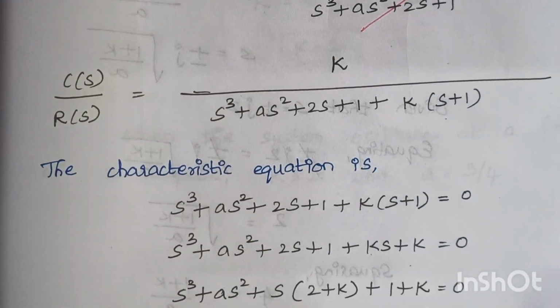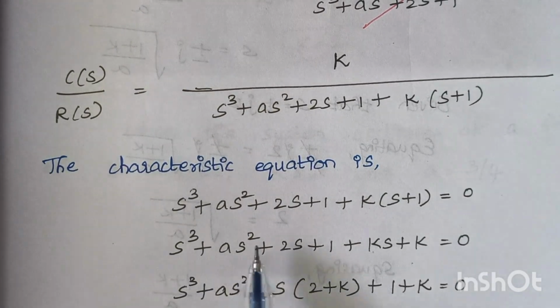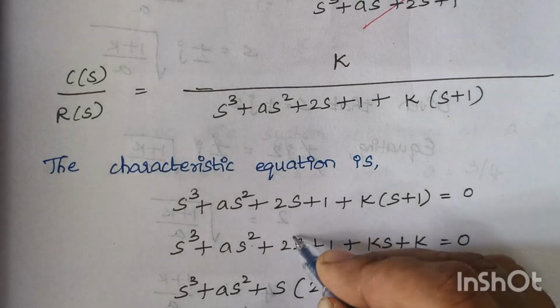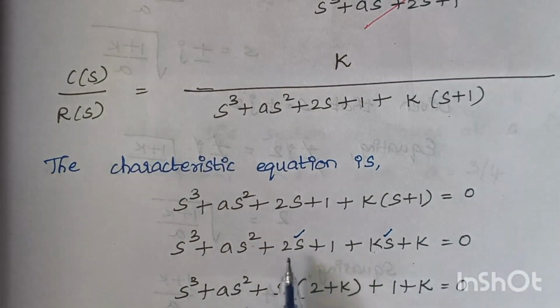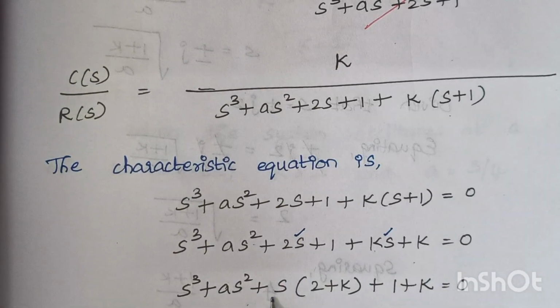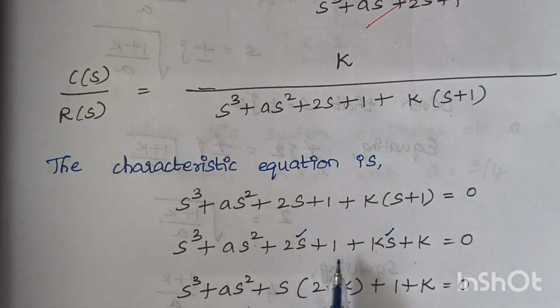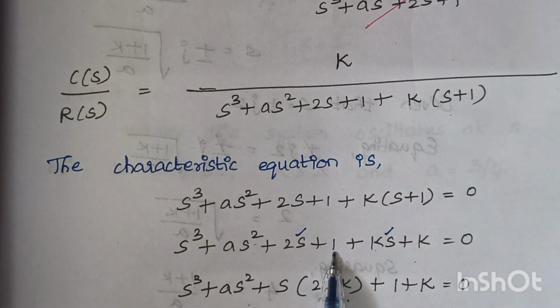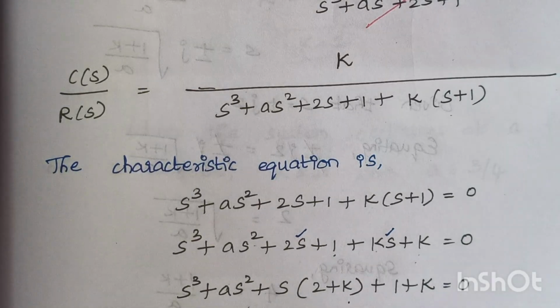Right. And the next step is I am just combining the common terms. So s cube, as square. You see here I am having 2s and here I am having ks. So I am combining these two. When I take s outside, the remaining terms are 2 plus k. Right. Plus again this 1 is a constant. Again k is also a constant. So finally writing plus 1 plus k equal to 0.